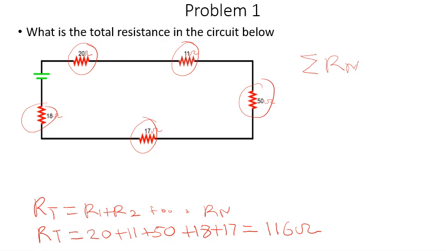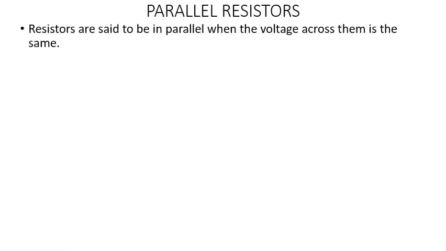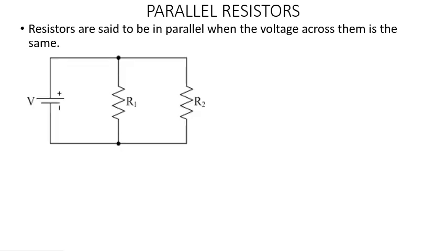So I want us to move on to parallel resistors. Okay, so now moving to parallel resistors. Resistors are said to be in parallel when the voltage across them is the same. That's the basic definition for resistors in parallel. I want to show you some ways that you can easily identify resistors in parallel so that you will not waste time. So let's say they give you a circuit like this.